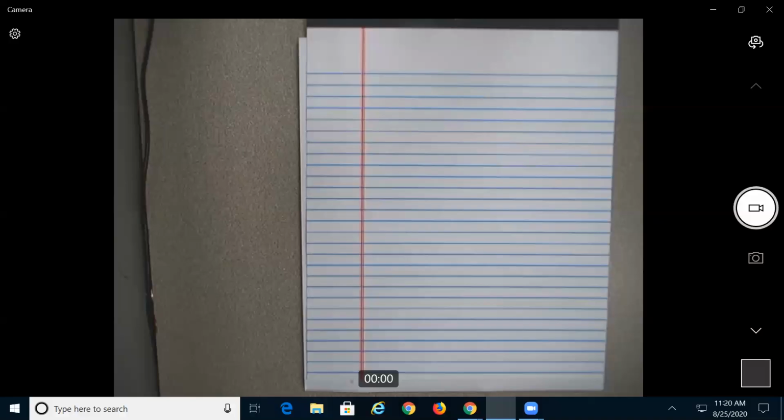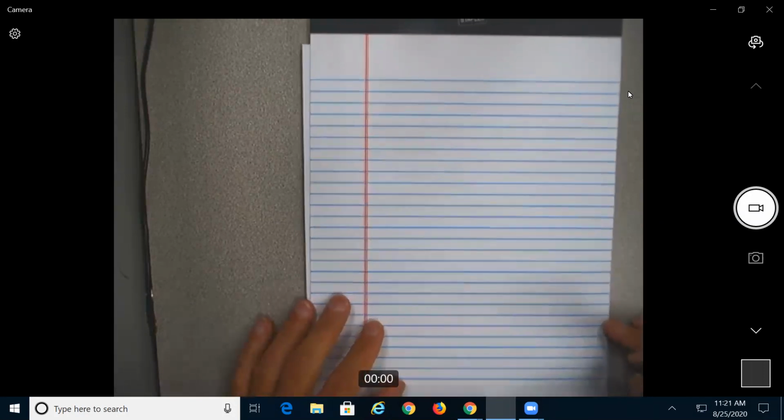There we go. All right, so welcome to this class, which is continuum mechanics. Due to the COVID, everything might be a little bit different, but I'm sure we can work it out.